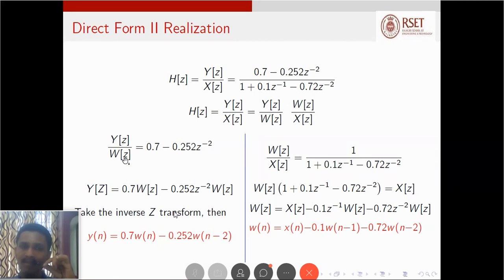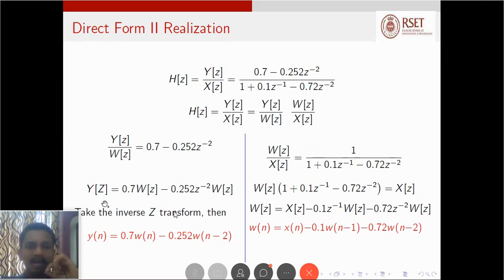So y of z by w of z is equal to 0.7 minus 0.252 z raised to minus 2, which is the numerator term of the transfer function. This is our numerator term. Similarly, the second term, w of z by x of z, is equal to the remaining term, 1 divided by 1 plus 0.1 z inverse minus 0.72 z raised to minus 2. Which means if you multiply these two terms, you will get the transfer function h of z.